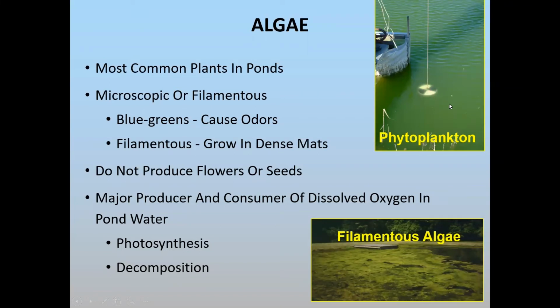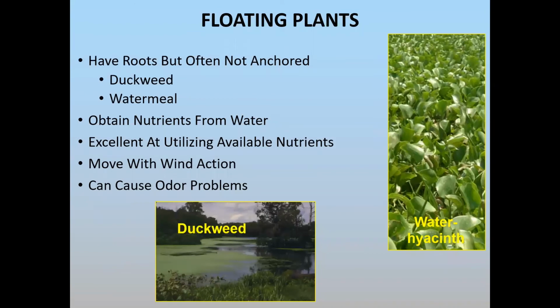And that's a very heavy bloom, and that's going to produce a lot of oxygen during the day, but you're going to have very low oxygen levels in the morning. Then we also have filamentous algae here, and this is a pretty dense population, and you can see this little fishing or swimming platform, and obviously this surface coverage is interfering with that desired use. But again, they respond quickly to added nutrients. And we have our floating plants: duckweed, watermeal, water lilies. Those are native species. And again, they respond very quickly to increased nutrient levels.